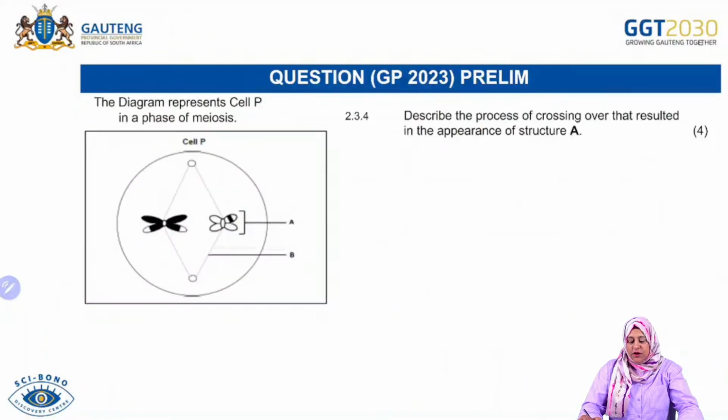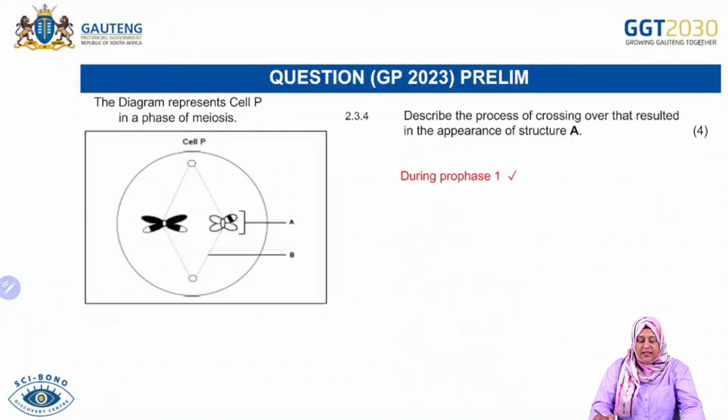Describe the process of crossing over that resulted in the appearance of structure A. So let's look at structure A. Each one of these chromatids that are aligned here are different. And the process that occurred to make them different happened in prophase 1. Remember, we spoke about that crossing over, and that is for variation. So let's describe that process that occurs, right? It happens during prophase 1, that's 1 mark.